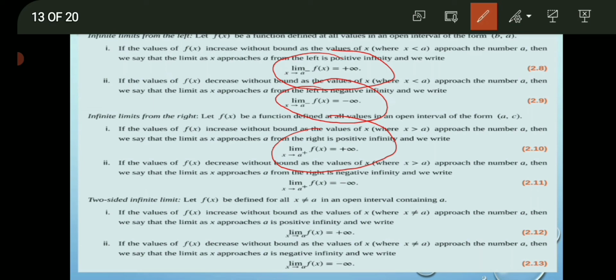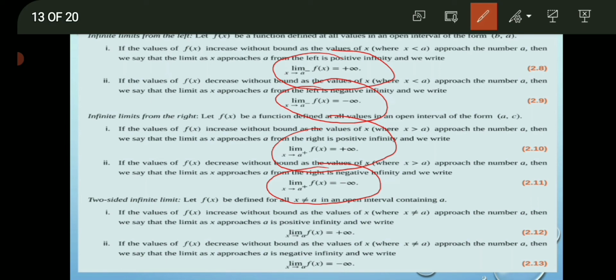But if the values of f of x decrease without bound as x approaches a, where x is greater than a, we can write this idea as: the limit as x approaches a from the right of f of x is equal to negative infinity.